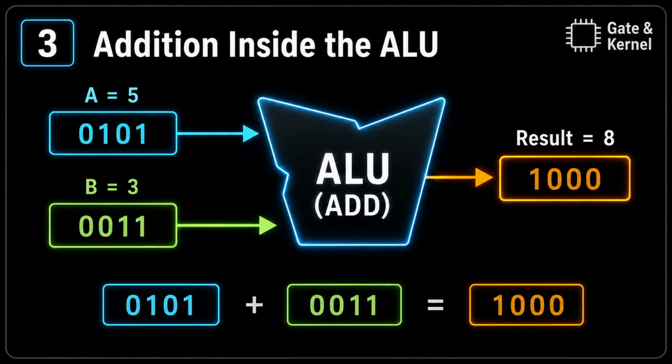But notice what is really happening. The ALU is not running a little software program that says 5 plus 3 equals 8. Electrical signals representing zeros and ones enter digital circuits. Those circuits produce another pattern of zeros and ones. Arithmetic emerges directly from hardware. That is the important connection between the full adder we studied earlier and the arithmetic performed inside a CPU.